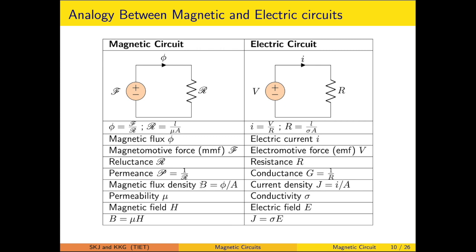Similarly, the magnetic flux density is the flux upon area of cross section. Similarly, there will be a current density, J is equal to I upon A. On the analogous line, you keep on elaborating. The permeability is analogous to the conductivity. Magnetic field intensity H is analogous to the electric field intensity. B is equal to mu H, so J is equal to sigma E, likewise.